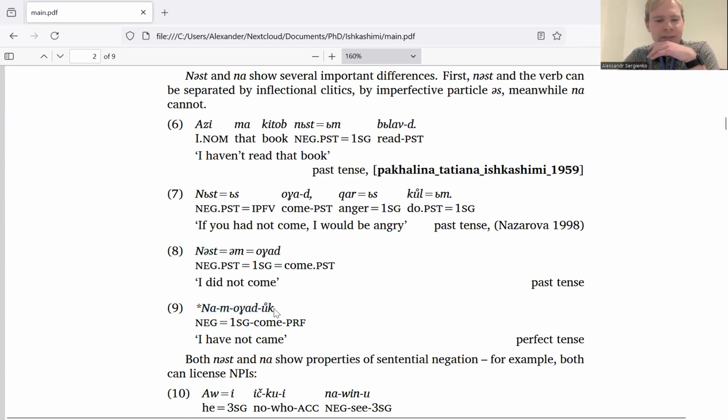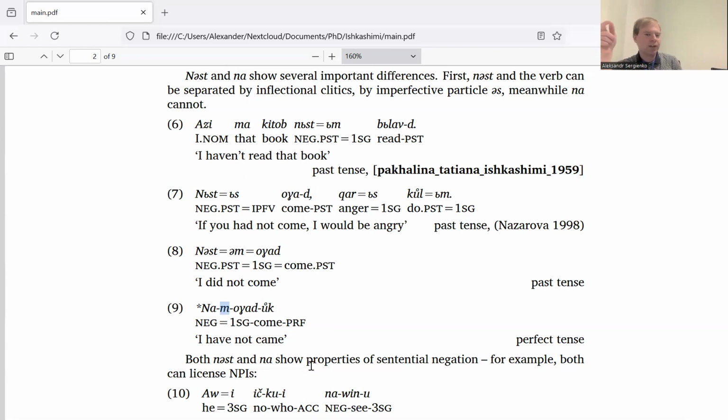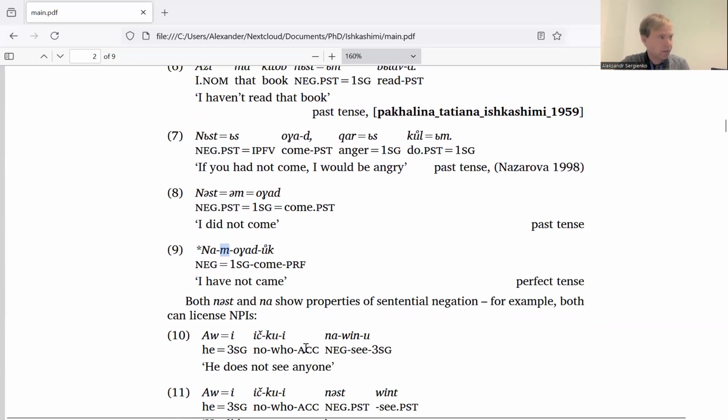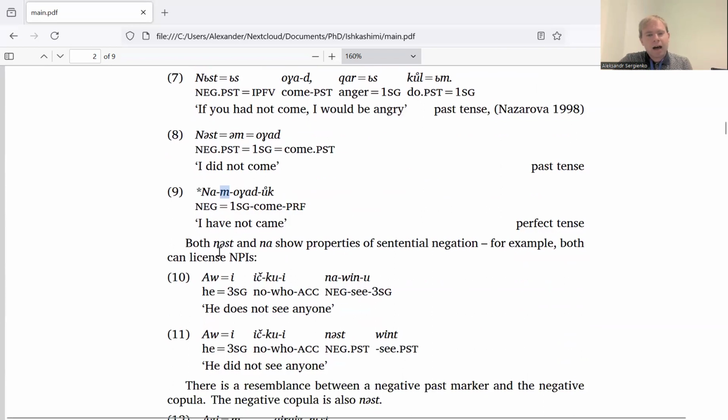Meanwhile, if you look at the 9th, you don't see the same pattern occurring with na, right? If you look into the positions of respective morphemes, you see that normally you would say something like na oradukam, right, and not nama oraduk. So the personal clitic may not intervene between the negation and the verbal root, right? That is very basic, clear, and yeah.